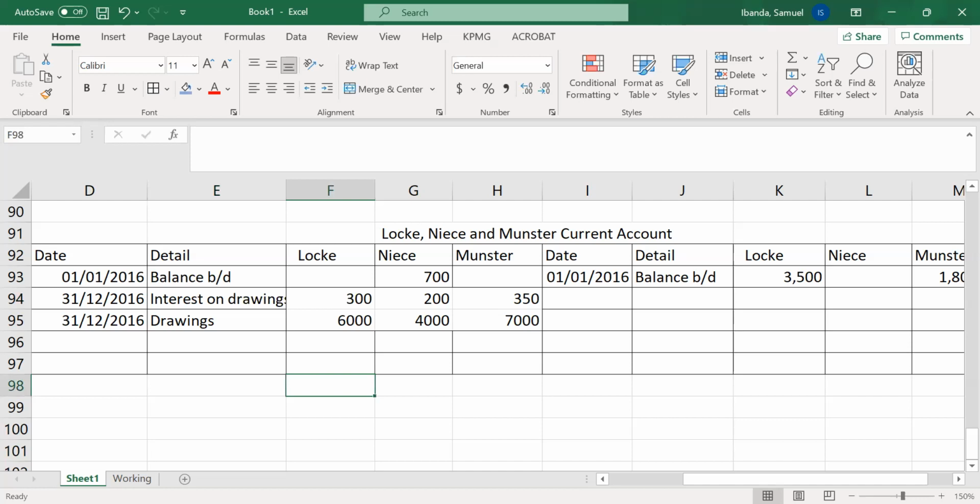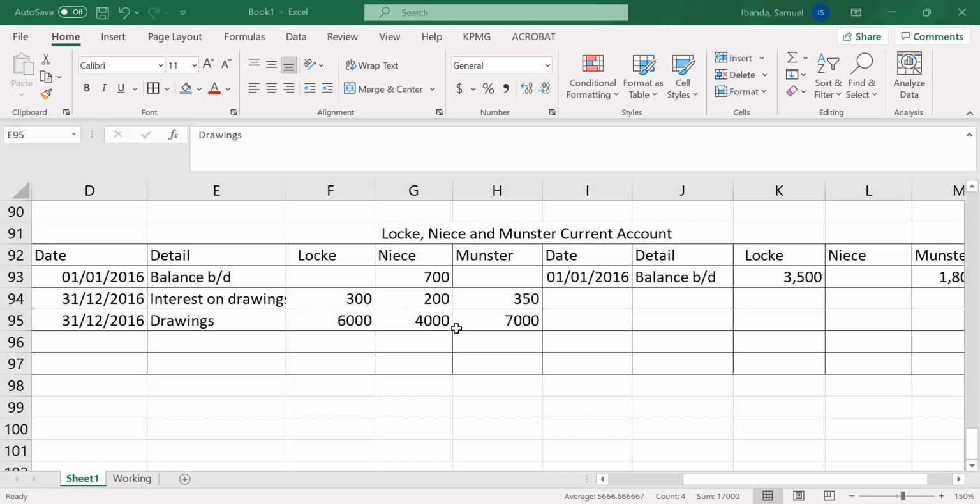So as we can see, the interest on drawings and drawings all appear on the same side of the current account. We know that the double entry for the interest on drawings is completed in the appropriation account. For the drawings here, this is completed in the drawings account for the partners, which we also maintain, okay? That is important for us. After we have recorded our drawings, because they didn't ask us to draw up our drawings account. If they had asked, we would basically go ahead to record it.